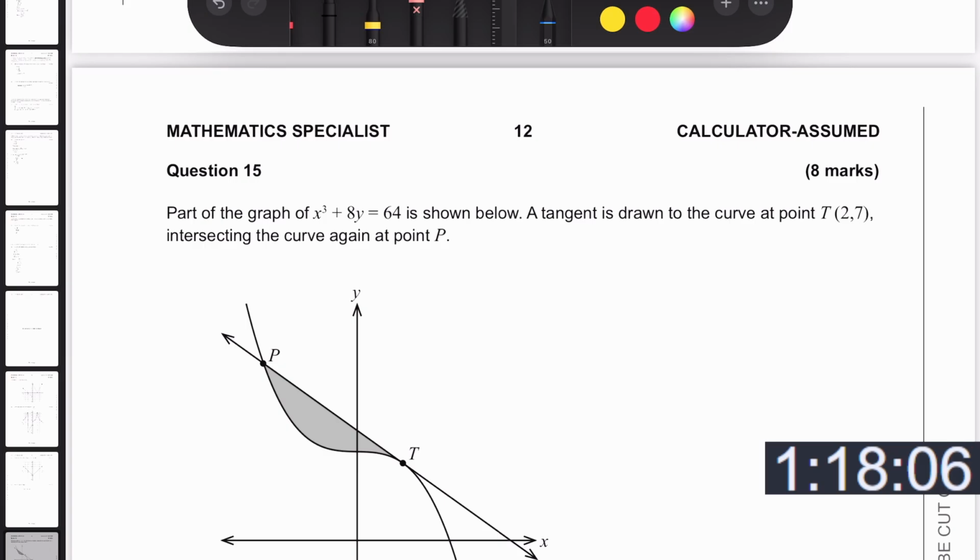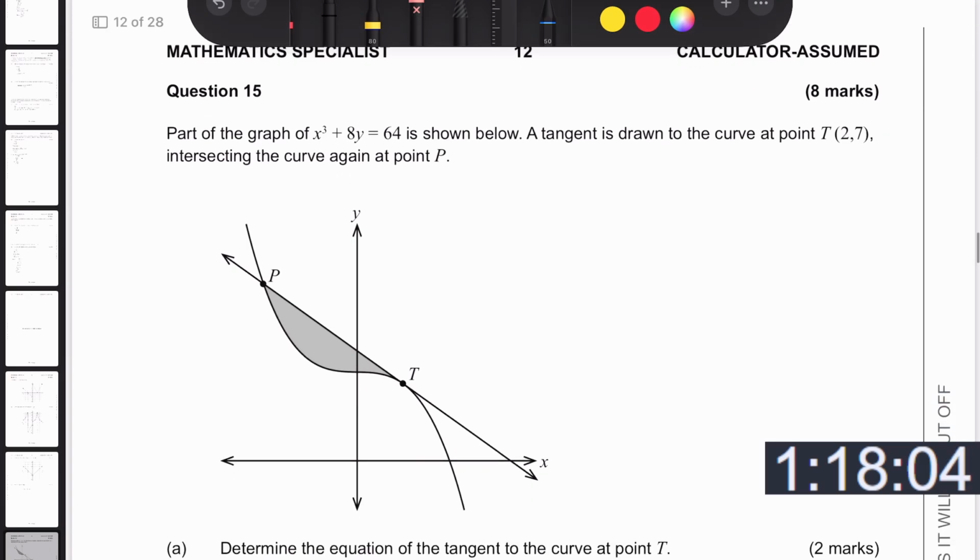Parts of the graph of that is shown below. A tangent is drawn to the curve at point 2, 7. Well, I'll be back, no one's calling me. I'm back.